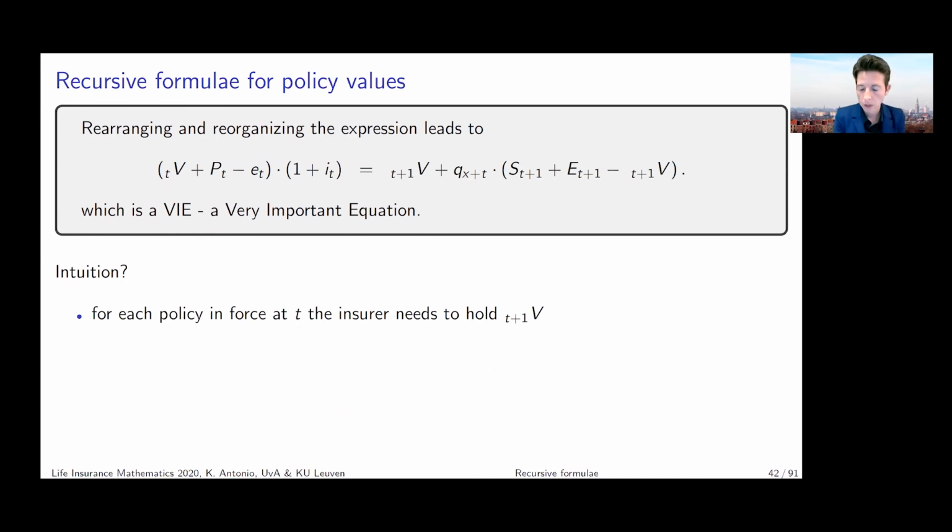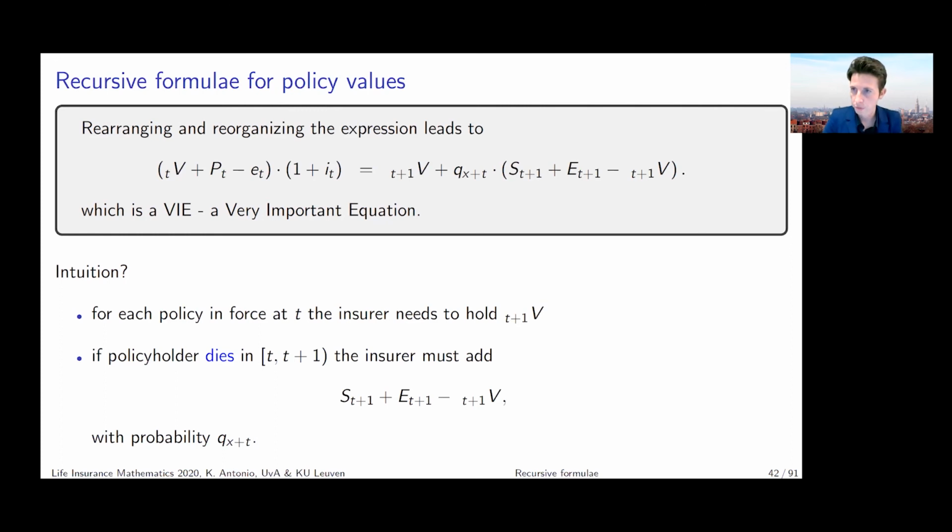So what is now the intuition? Well, now we're going to assume that for each policyholder, whether he's alive or not at time t+1, for everybody, we have an amount _{t+1}V. So the _{t+1}V at the right-hand side does not come with a probability. We assume that for everybody in force at time t, we're going to hold _{t+1}V at time t+1. But in case my policyholder dies between time t and t+1, I'll need to have an extra capital, and that's the difference between the capital _{t+1}V, which I assume to be there for everybody, and the sum insured plus the expense that comes with paying out this sum insured, right?